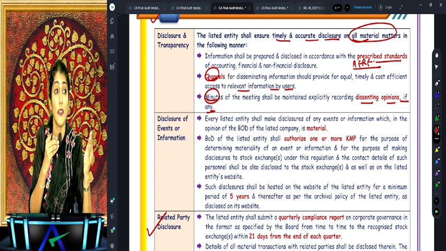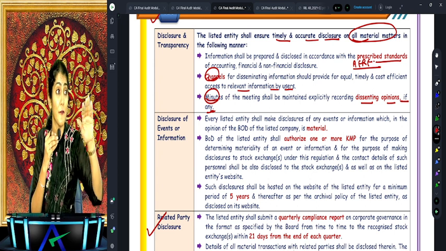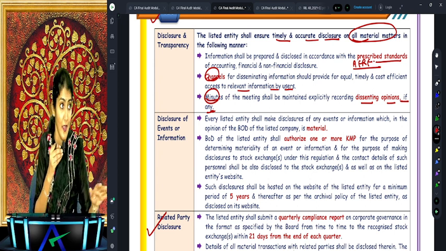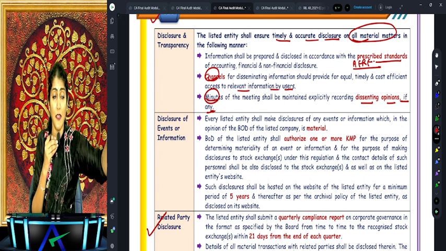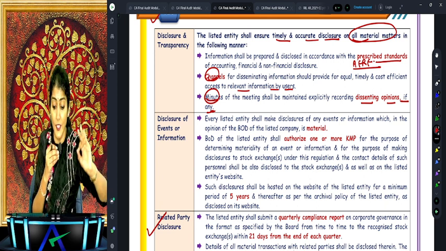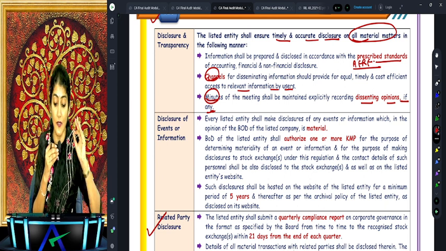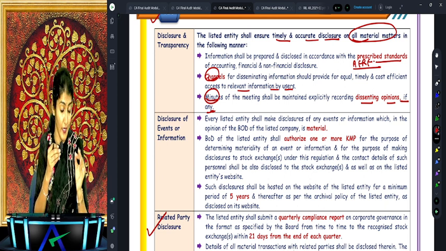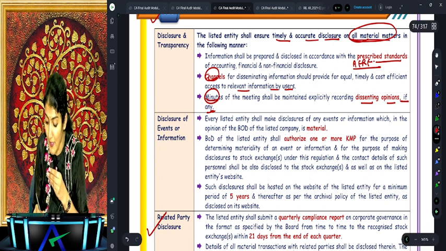Like in joint audit, now we said if one of the auditor is having a different opinion, he may report separately, right? So now your board meeting, audit committee meeting taking place, and one director is having a dissenting opinion. What does it say? It shall be maintained explicitly. That means it shall be maintained in detail. Okay, right. So that is disclosure of all the material matters.